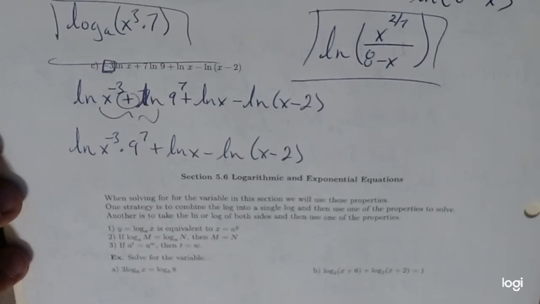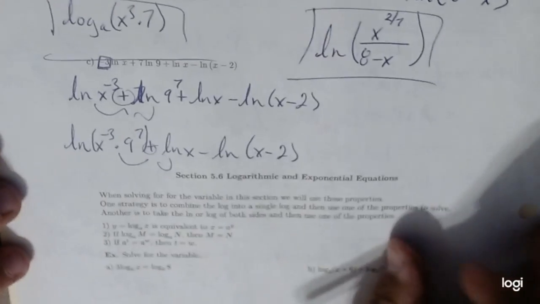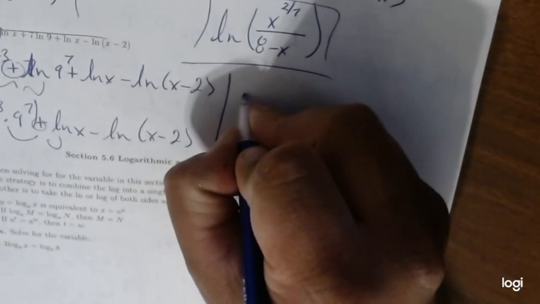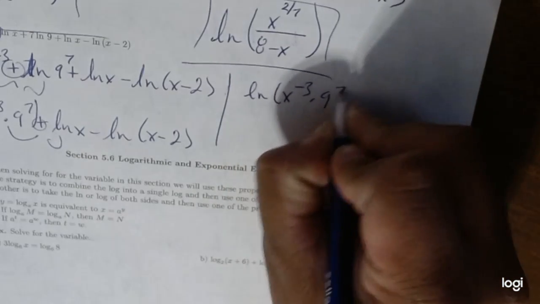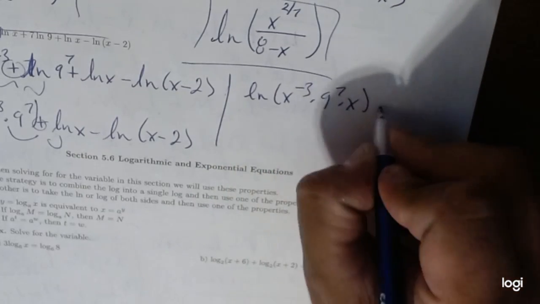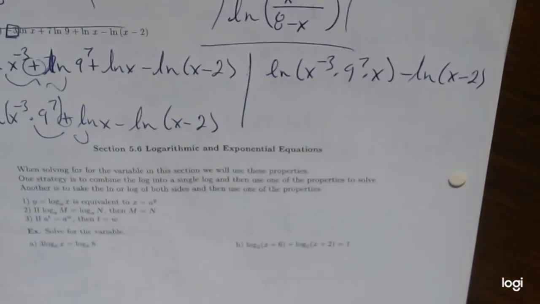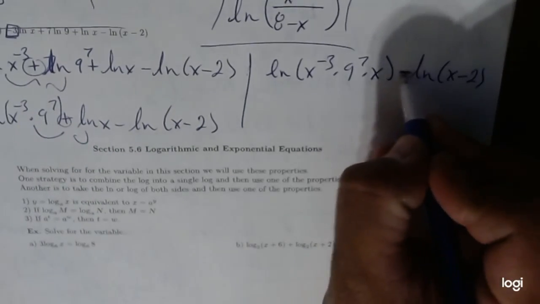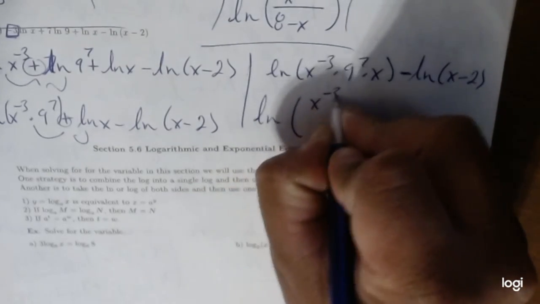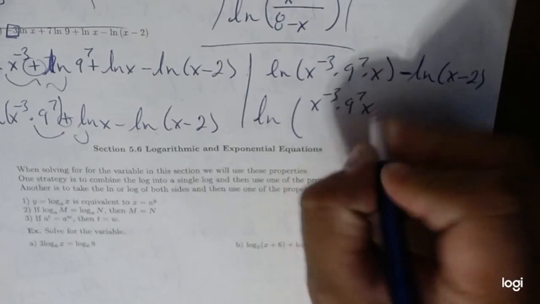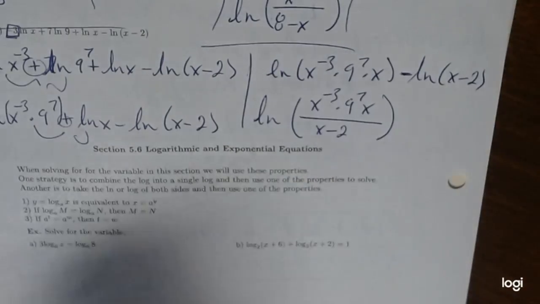Okay. All right, so this is all 1. Plus again, so I'm going to put this together with another multiplication. So it'll be now natural log of x to the minus 3 times 9 to the 7th times x, then minus natural log of x minus 2. And then finally, subtraction becomes division. So now all this log becomes x to the minus 3 times 9 to the 7th x, all over x minus 2, like that.